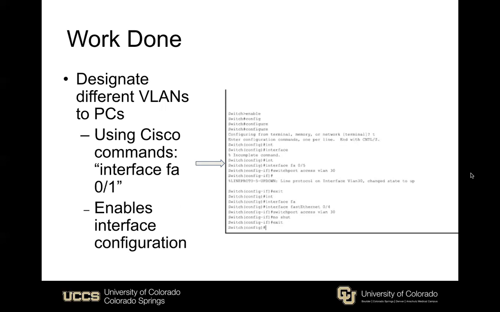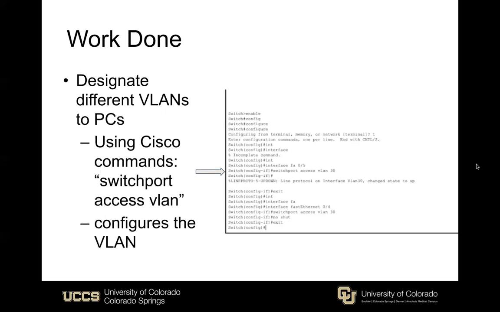Next, the next command is interface FA0/1, which is short for interface fast Ethernet 0/1. The number indicates which interface the PC is connected to, but this command enables the interface configuration. The next command is switchport access VLAN. This command configures the VLAN, which assigns the VLAN to the PC.